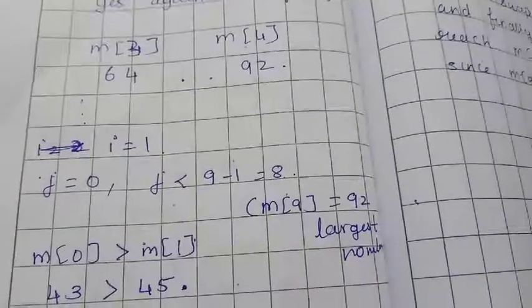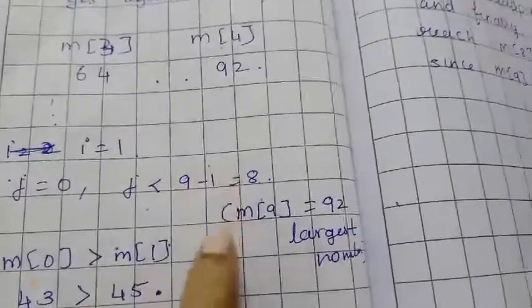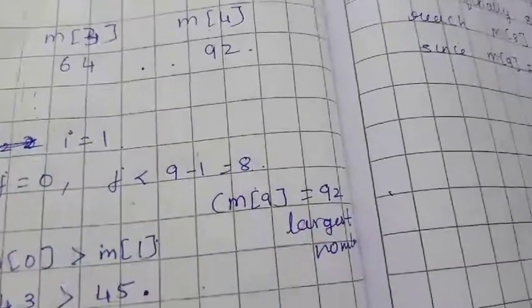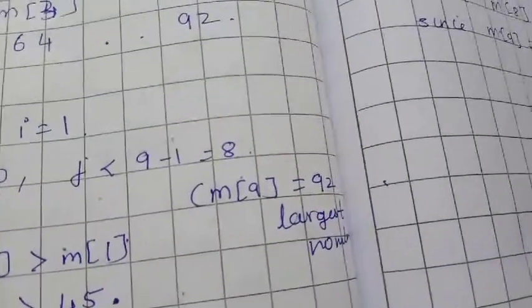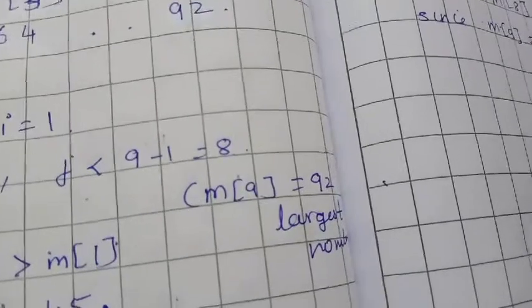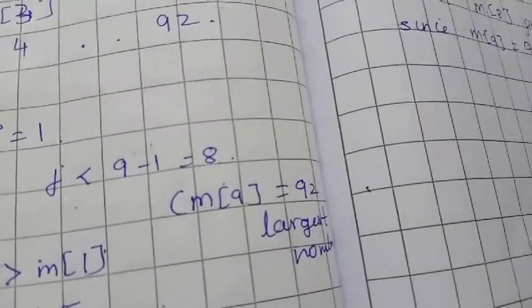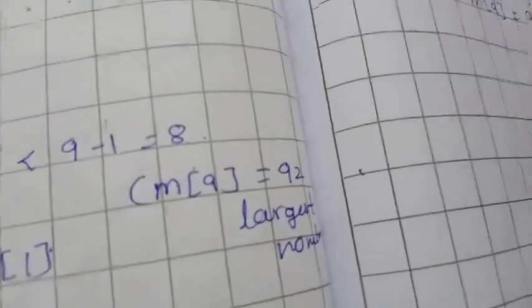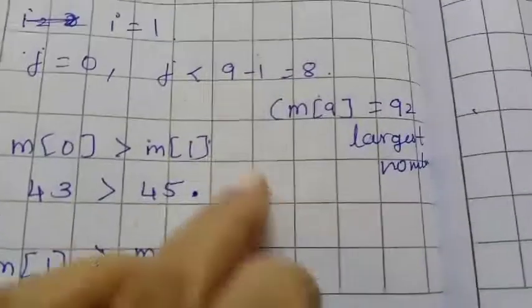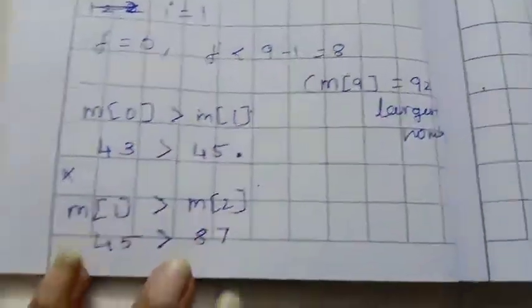Whatever i is, if you subtract it, checking only those numbers is enough, because the first largest will be in position 9, the second largest in position 8 and the third in position 7. Like that it keeps on coming. You are going to arrange it, right? So you don't need to keep on changing all the numbers. Changing up to that number is enough. That is the reason we have 9 minus i here.